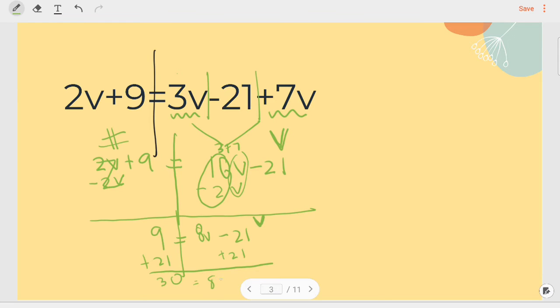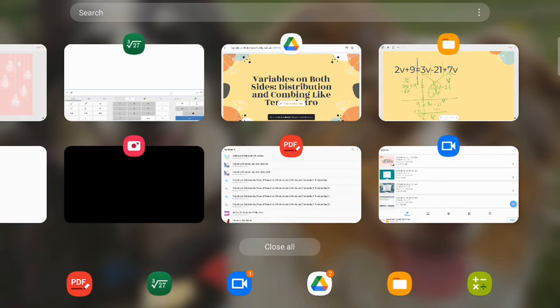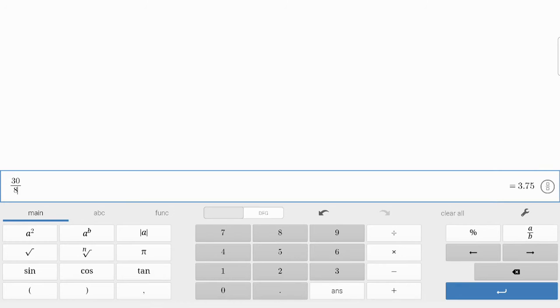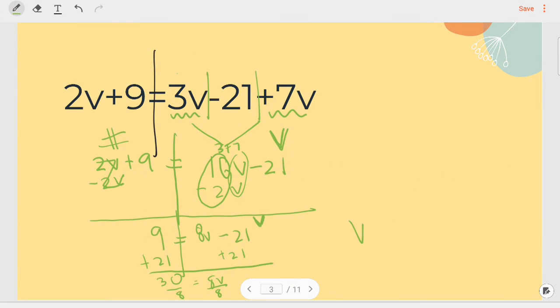Equals 8v. And I'm going to finish this problem by using division. So I'm going to divide by 8, leaving the v. And what do I get? Well, I don't think that divides evenly, so I'm going to grab my calculator. 30 divided by 8 gives me 3.75. So that's my final answer. V is equal to 3.75. There we go.